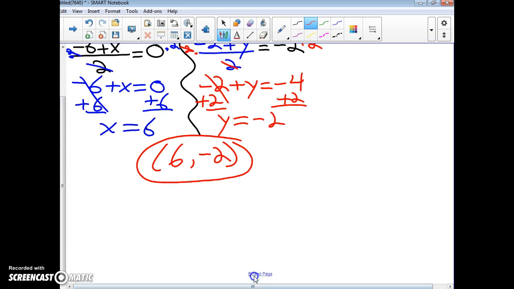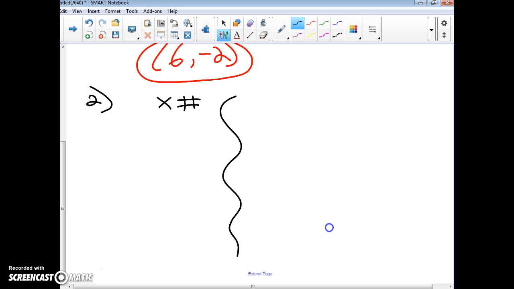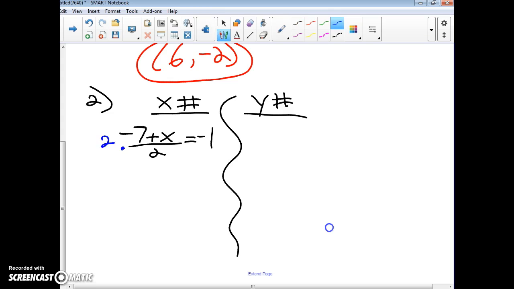Number 2. Same situation. My x number, my y number. Splitting apart my midpoint formula, the x value of my endpoint is -7 plus x over 2 equal to -1, which is the x value of my midpoint. Multiply both sides by 2. You wind up with -7 plus x equals -2. Add 7 to both sides. X equals 5.